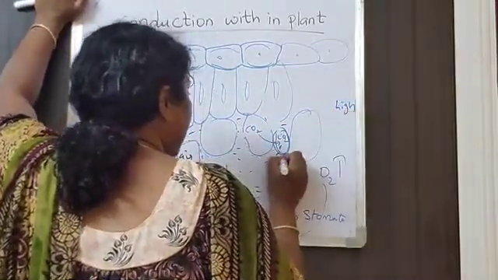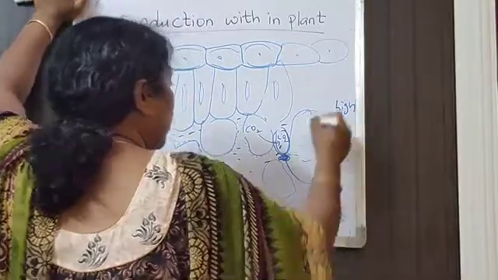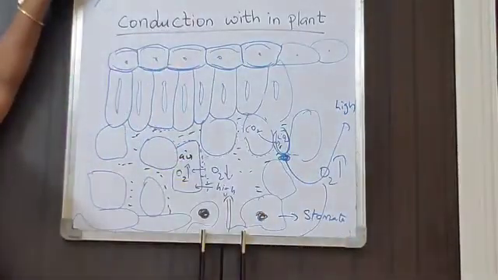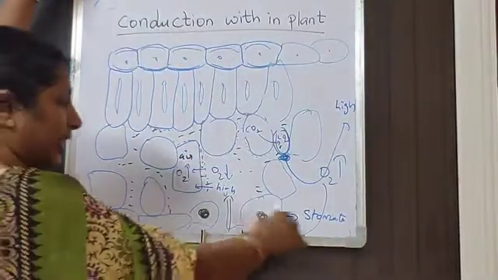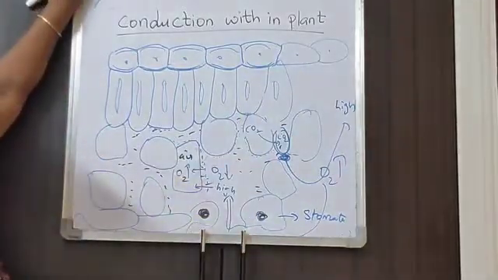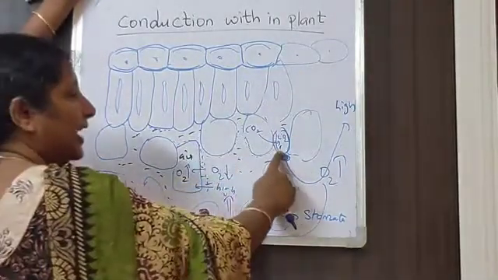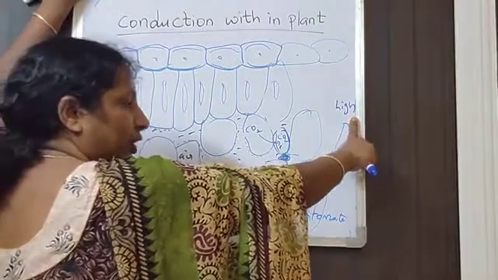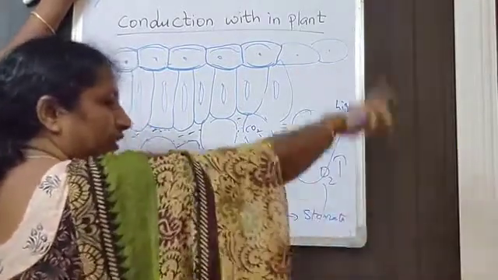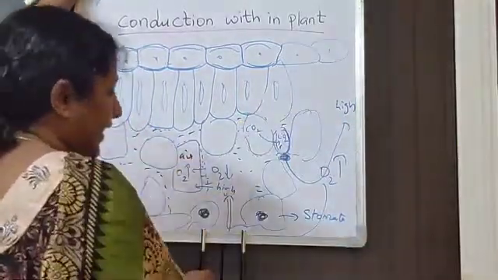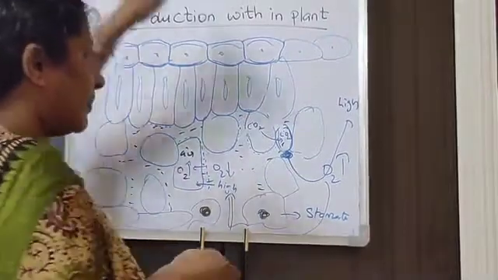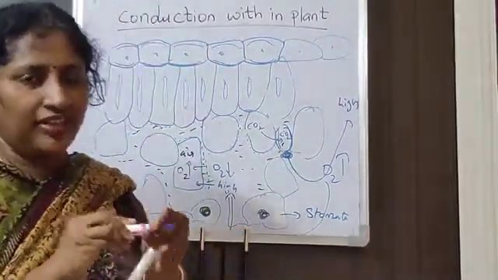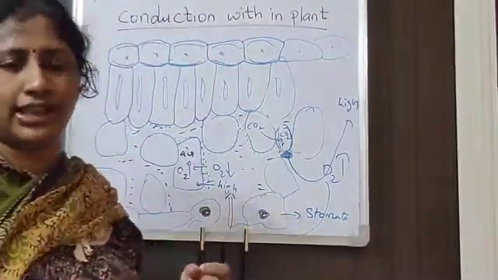It has become high here. Now it will go outside into the atmosphere through stomata. Clear? It has become high here and it is low in the atmosphere. So again it will go from high to low. But in plants, what happens? The carbon dioxide which is released is generally utilized for photosynthesis.